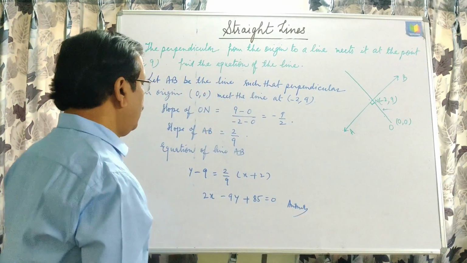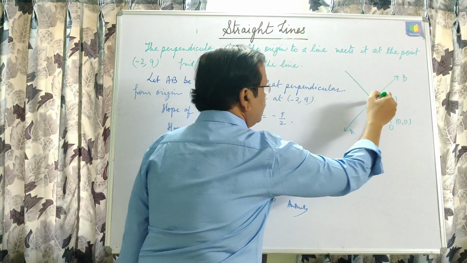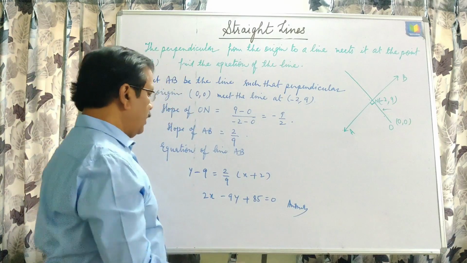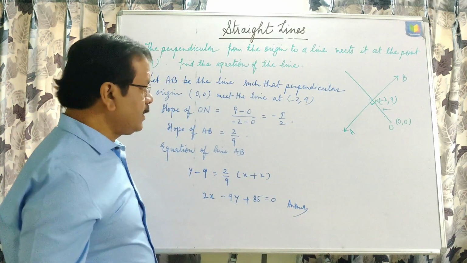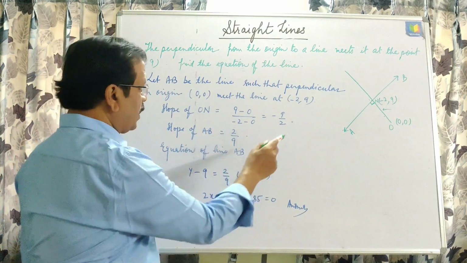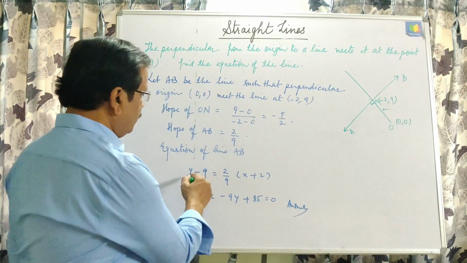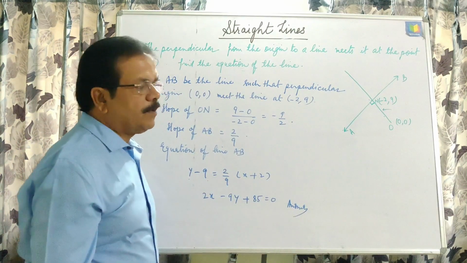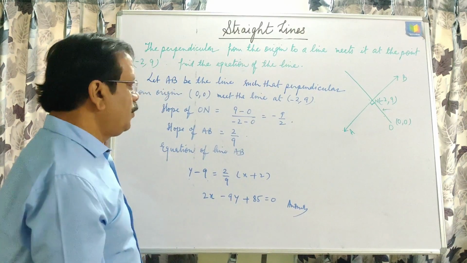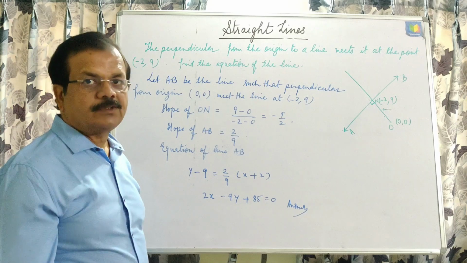and so if this slope is minus 9 by 2, the slope of AB will be 2 upon 9. Then this point is on this line, that is why we use the point slope formula y minus y1 is equal to m into x minus x1. y1 is 9 and x1 is minus 2, so y minus 9 equals 2 upon 9 into x plus 2, and the equation of line AB is 2x minus 9y plus 85 is equal to 0. Now next question.